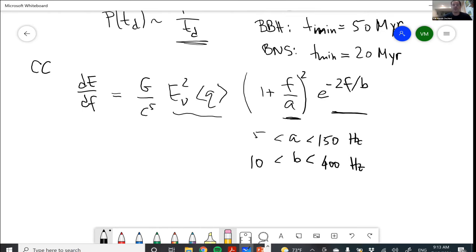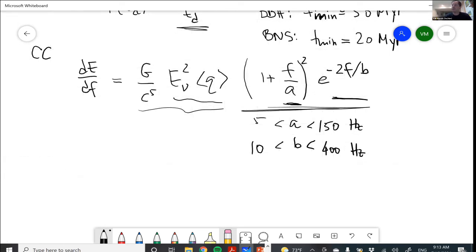So that's one way to approach this: we don't have the waveforms. We don't know exactly what will happen in a core collapse, but it looks like this kind of functional form explains it well. So we can try to model this with some free parameters A and B. And then, of course, the front piece is just some sort of an amplitude factor that we could also treat as a free parameter. So that's dE/df.